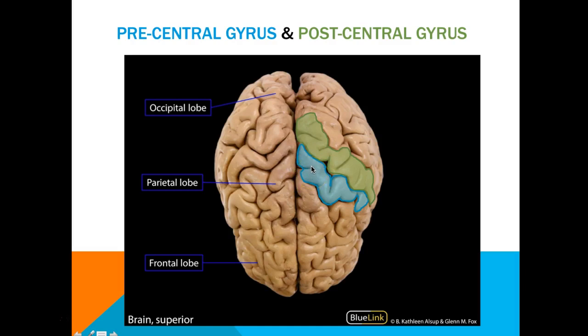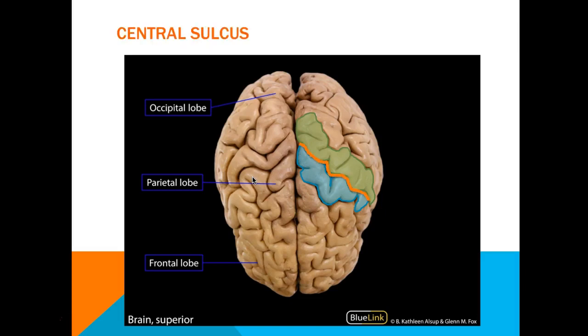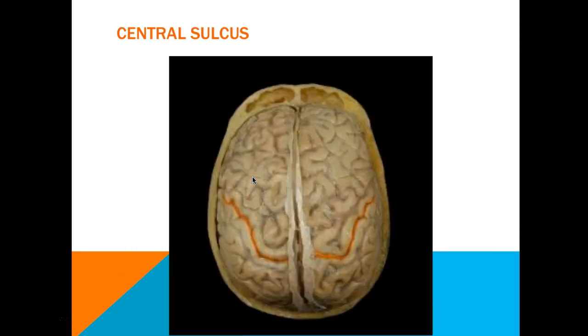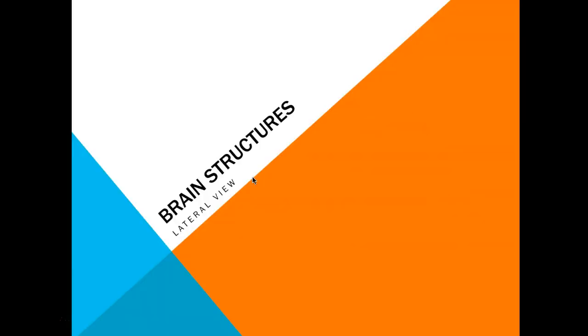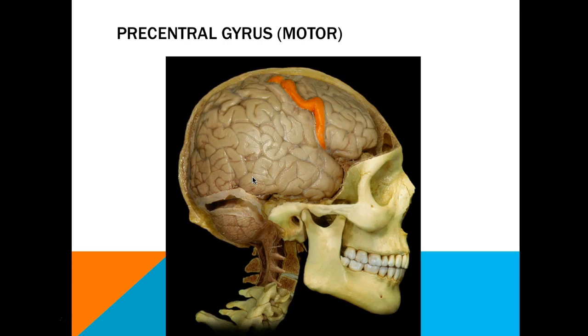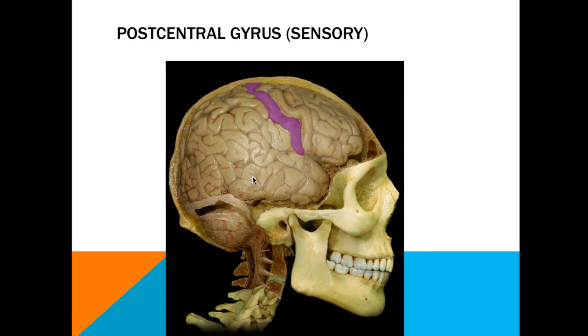Know that both of these gyri are also going to be found on the right hemisphere as well. So it is bilateral. The central sulcus is found between these two gyri, and it really just helps to separate out the two cortices. This is another view of the central sulcus. Now let's move into a lateral view. Here I wanted to show you what the precentral gyrus would look like from this lateral view. And here is a view of the postcentral gyrus.